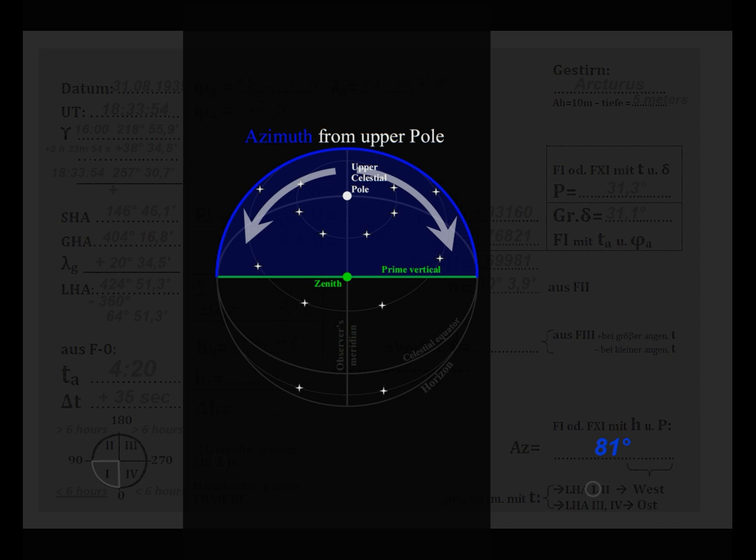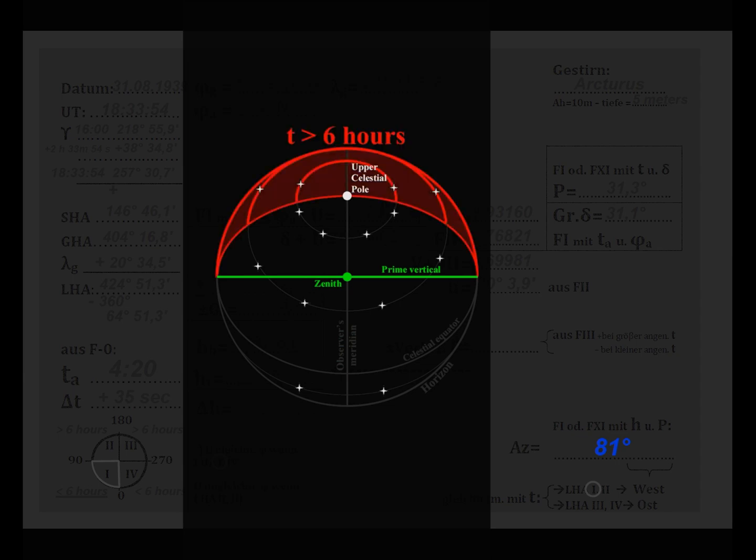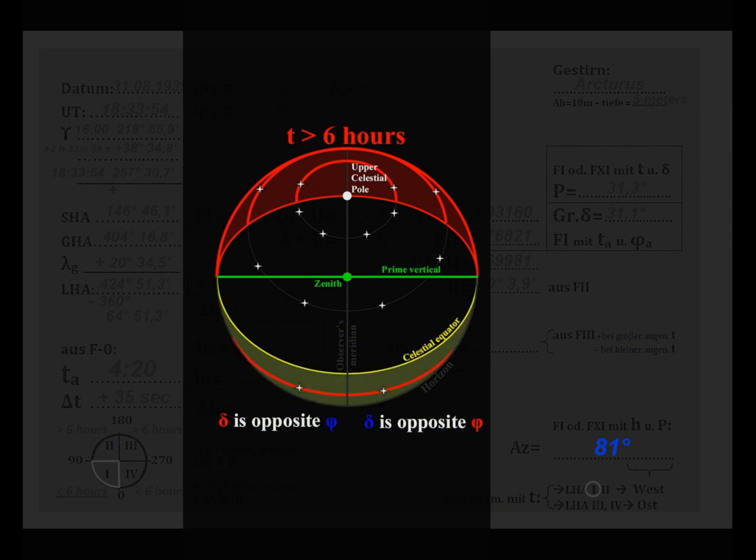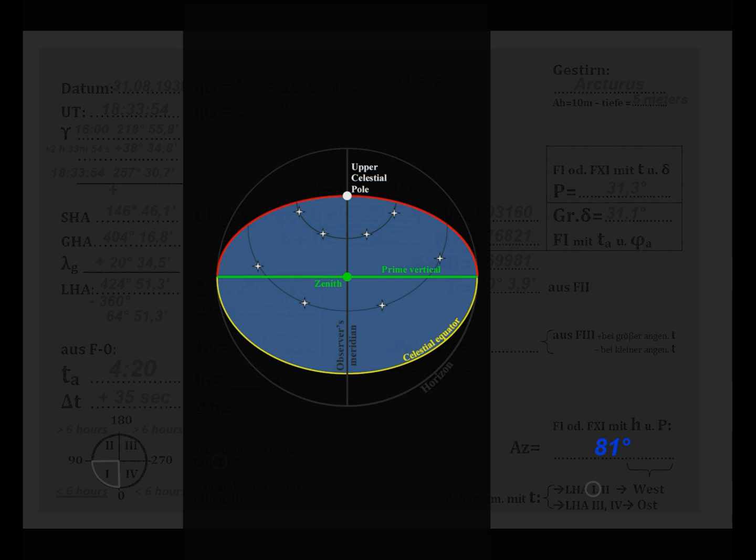You need to check two attributes by which you can immediately determine from which pole the azimuth is measured. If the local hour angle is more than 6 hours, then the azimuth is measured from the upper pole. If the declination has a sign opposite to the latitude, then the azimuth is measured from the lower pole. If none of the conditions are met, then the celestial body is in this region of the celestial sphere, and we need an additional criterion to determine which side of the prime vertical the celestial body is located on.